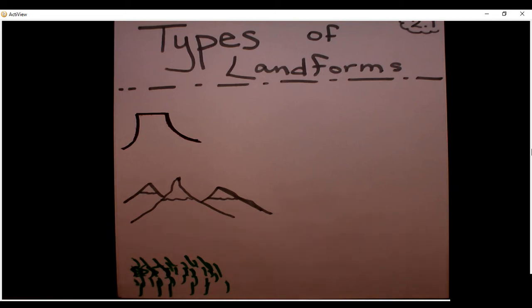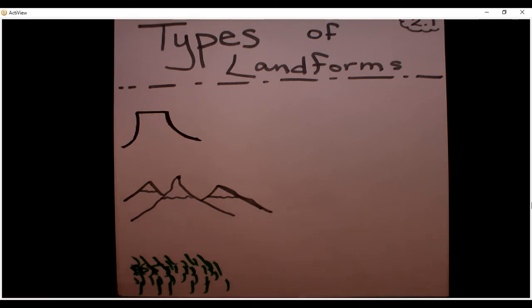Today's mini lesson is 2.1 types of landforms. In your notes today, you should have learned some key terms and different types of landforms. I'm going to briefly go over those and explain some of those vocabulary terms a little more in depth. As you can see by my screen, I have drawn very horrible depictions of our three major types of landforms.